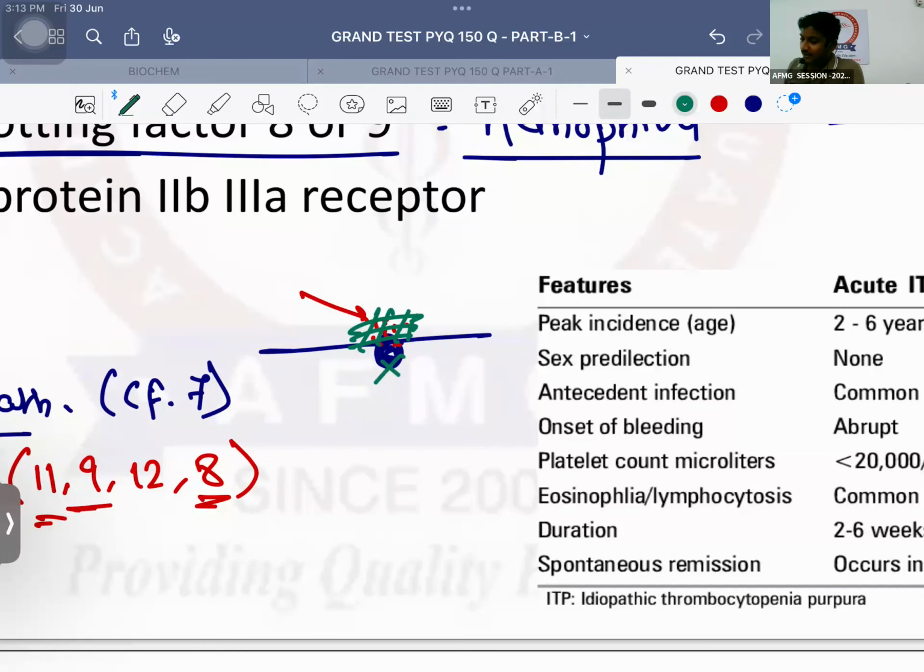So if von Willebrand factor is not working, if it is deficient or not functioning, definitely can a clot form? No. Due to that reason, the patient keeps on bleeding a lot. Okay, so that is what is seen in von Willebrand disease. Important is that. Please remember.